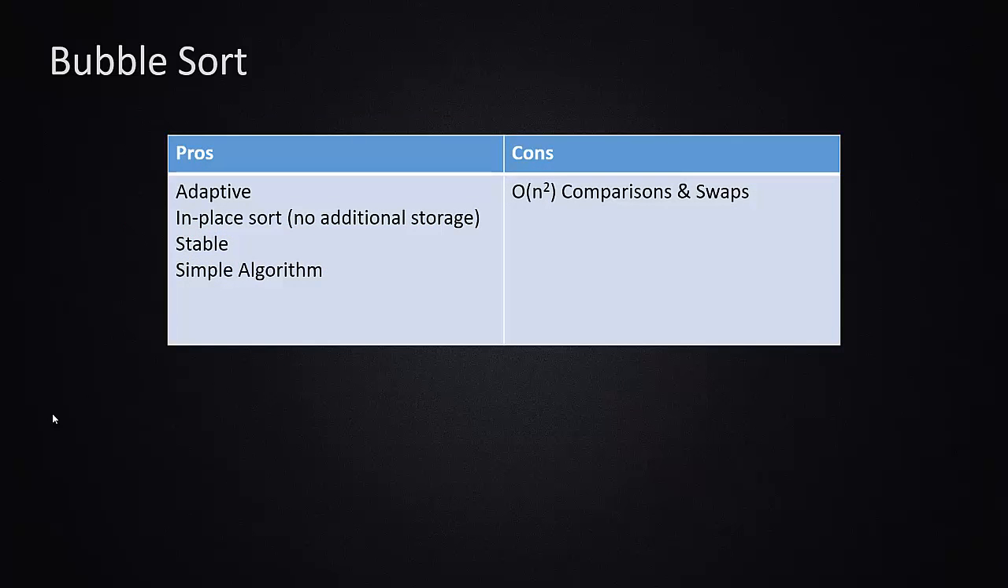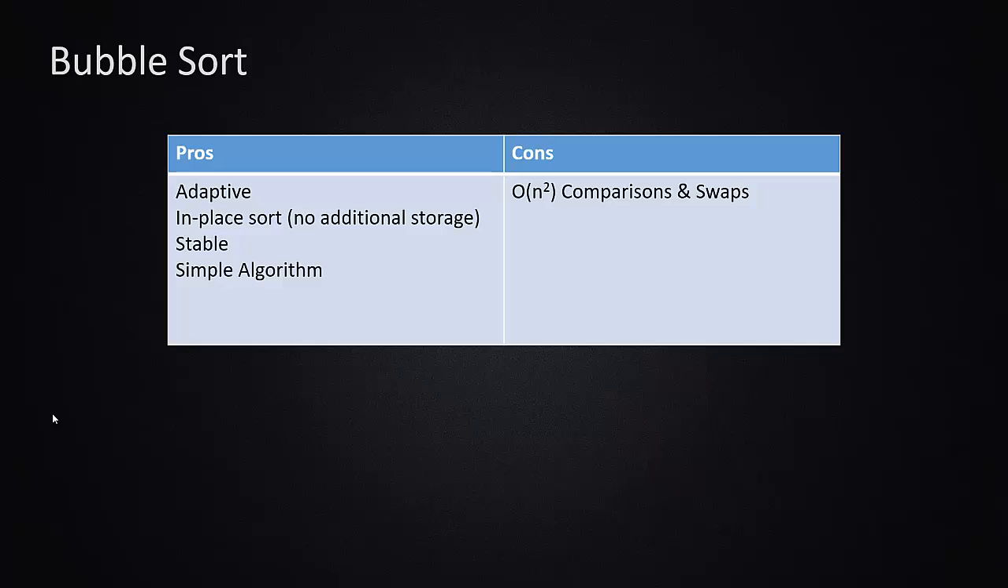So let's look at the overall pros and cons of bubble sort. The pros: it's an adaptive algorithm. If the data is already sorted, it will end very quickly. It's an in-place algorithm. This means that there's no additional storage needed. So if you have 10 million items, the sort will take place in the storage location of those already allocated 10 million items. You don't have to allocate additional storage. That's an advantage. It's a stable algorithm, and it's simple. It's easy to implement. It's easy to understand. It's easy to pop into your program off the top of your head.